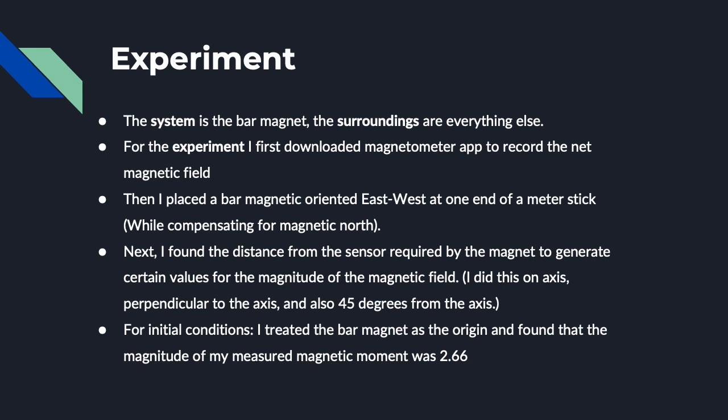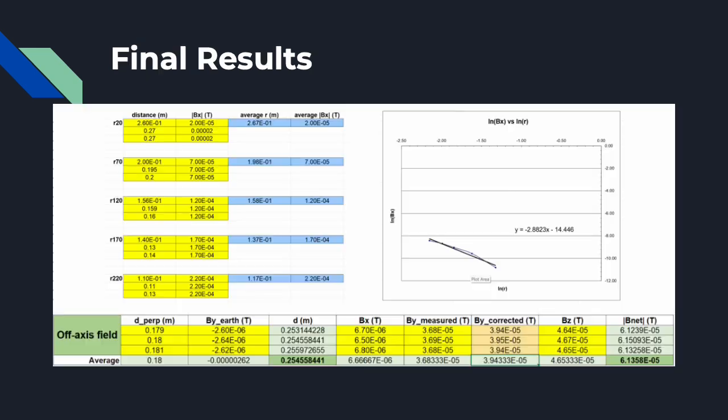I did this on axis, perpendicular to the axis, and 45 degrees from the axis. For initial conditions, I treated the bar magnet as the origin and found that the magnitude of my measured magnetic moment was 2.66. This is the graph of all of my final results.